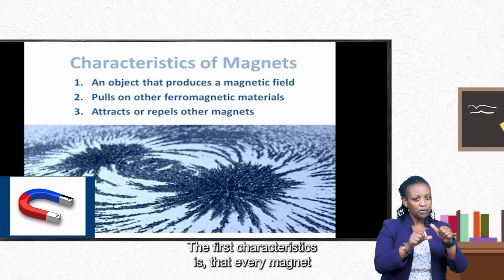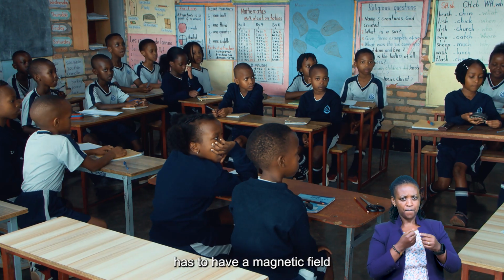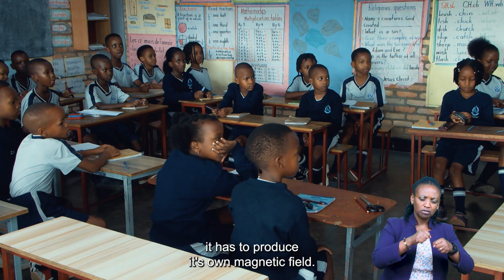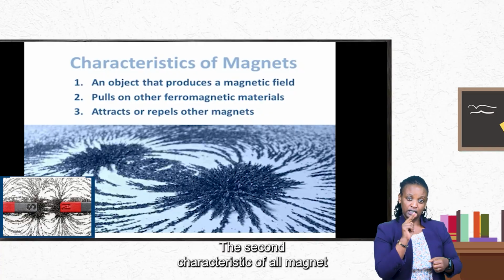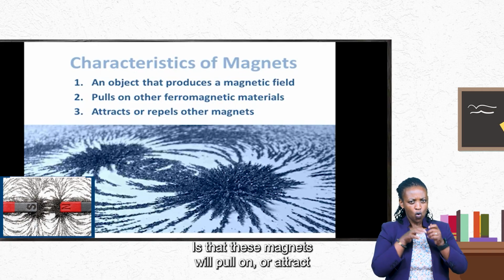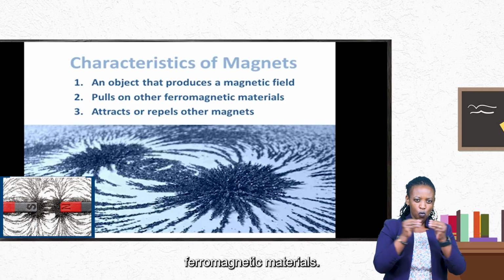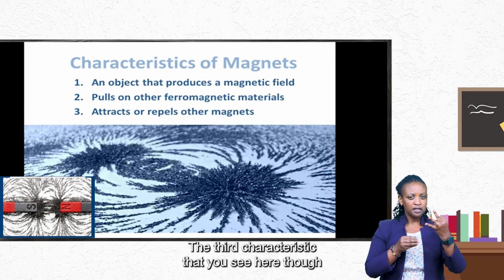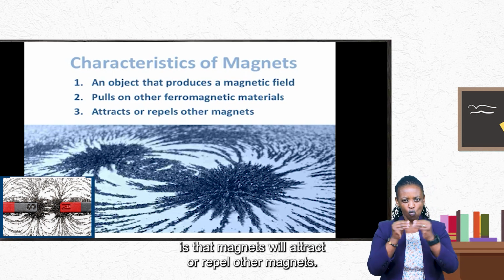The first characteristic is that every magnet has to have a magnetic field. It has to produce its own magnetic field. The second characteristic of all magnets is that these magnets will pull on or attract ferromagnetic materials. The third characteristic that you see here, though, is that magnets will attract or repel other magnets.